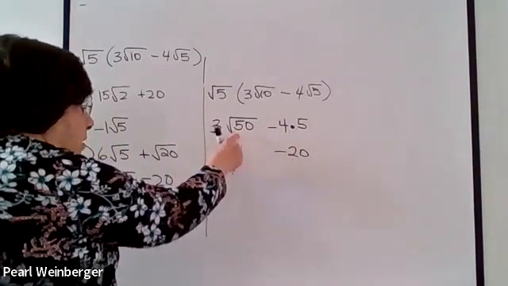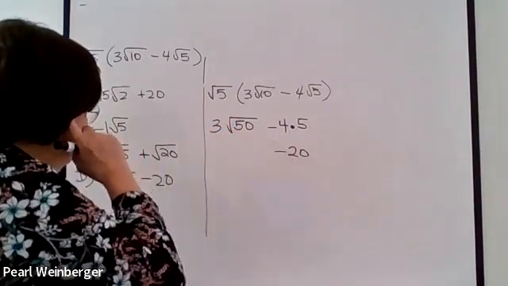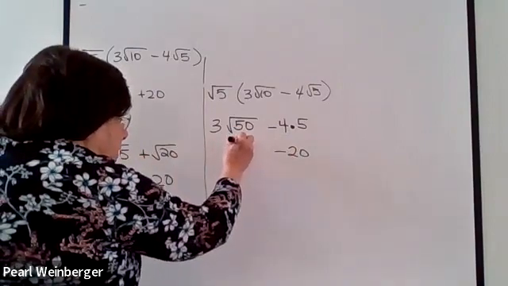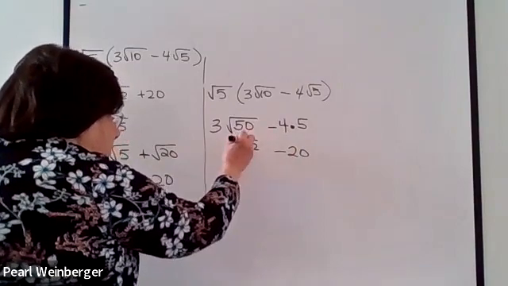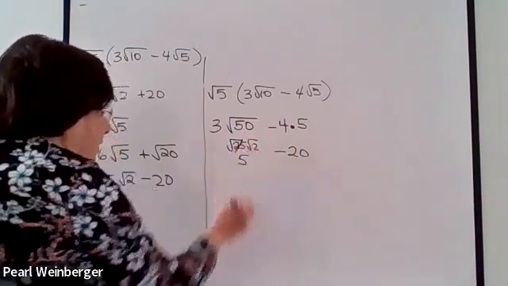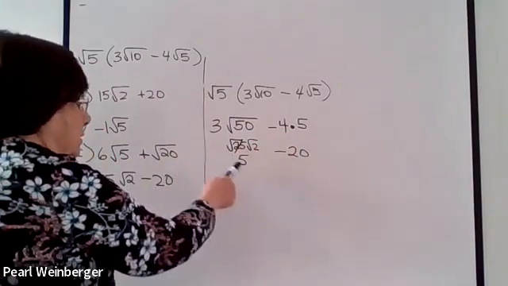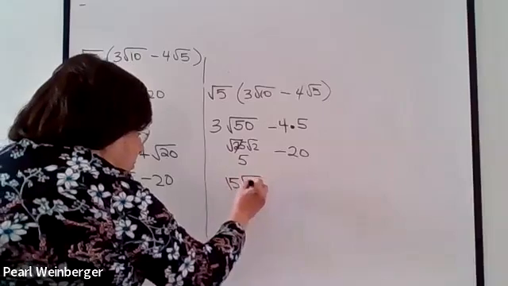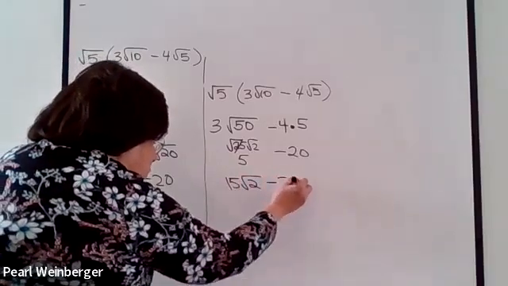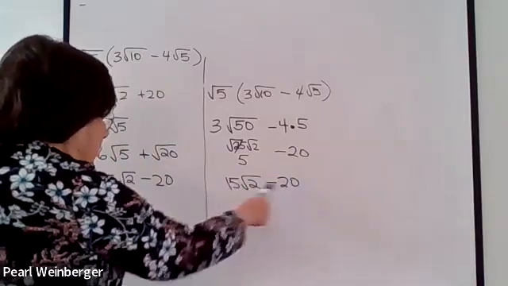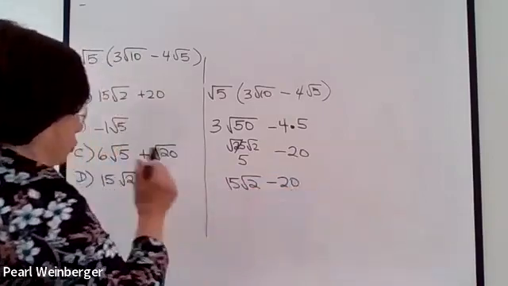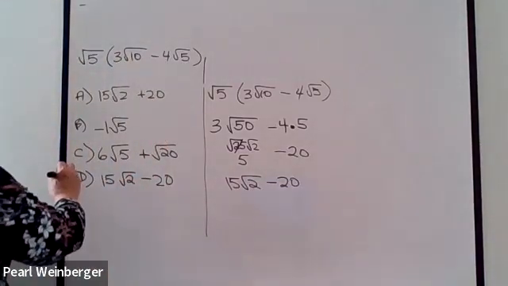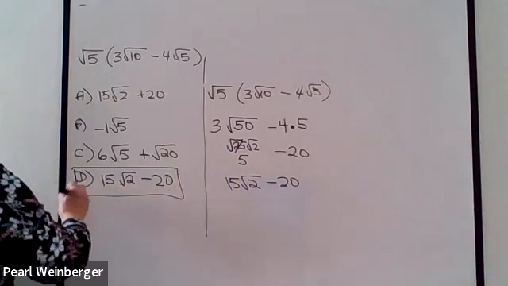But I still want to look at this square root of 50. I remember that I can break that up into 25 and 2. The square root of 25 is 5, and the 3 times the 5 is 15. So what I end up with is 15 radical 2 minus 20. I cannot combine them. This does not have a radical 2. Be very careful about only combining like radicals. I hope most of you got choice D.